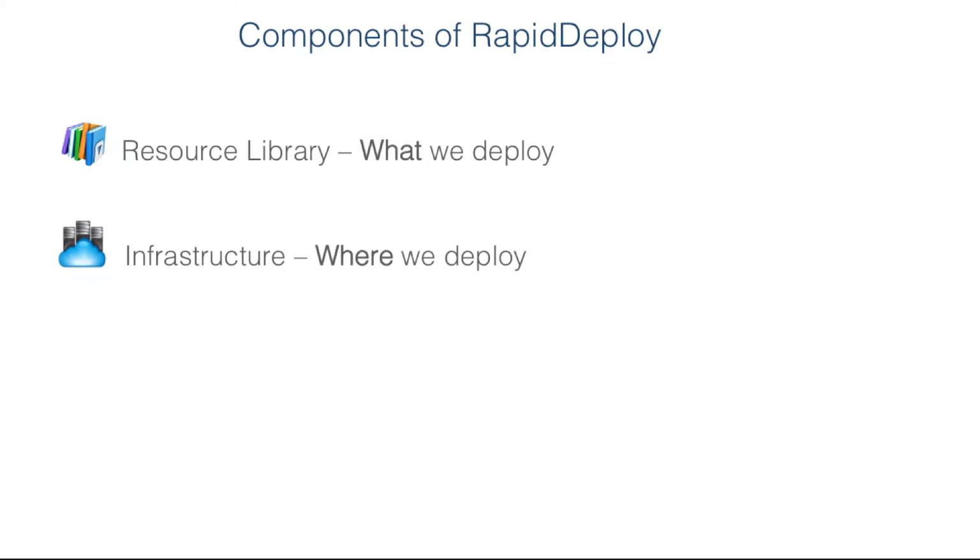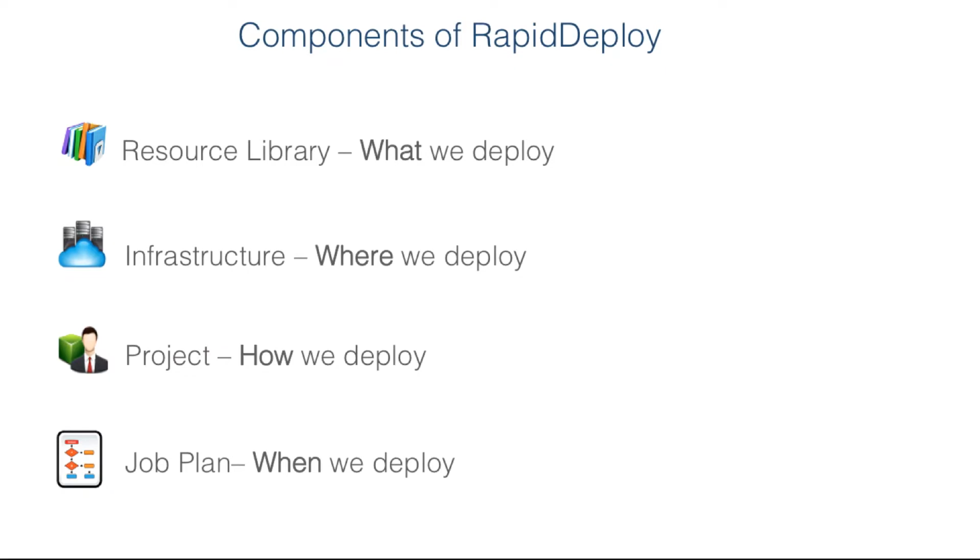The second component is our target infrastructure. This is the where we deploy. The third component is the project, and this defines how we deploy. In other words, what are the steps we run on the infrastructure to deploy those resources? And the final one is the job plan, and this really defines when we deploy, not only in terms of time, but in terms of when we deploy in relation to other things that we need to deploy as part of our route to live.